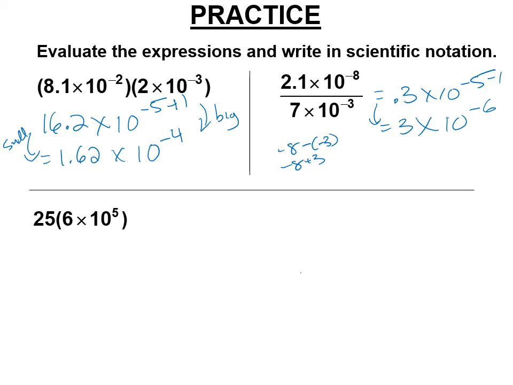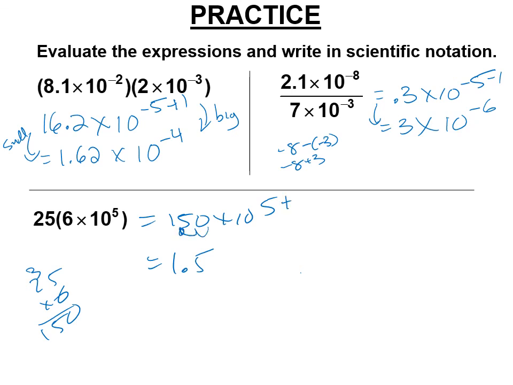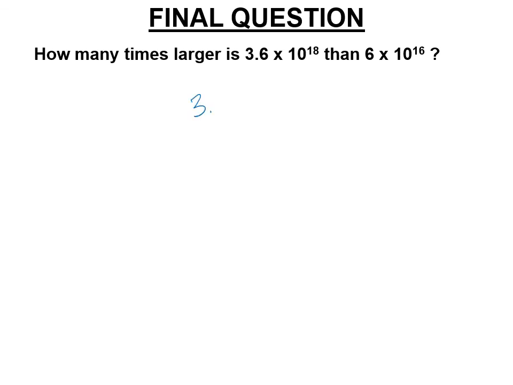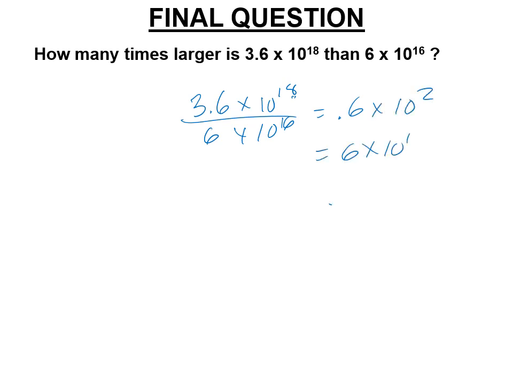A little neat there. 6 times 25 is 150. So this is 150 times 10 to the fifth. Well, we need that to be 1.5. So we're moving a decimal twice here, making it smaller. So we have to make this bigger, times 10 to the seventh, right? We move it twice, we add 2 or subtract 2. So this is division. 18 is bigger than 16. So this is 0.6 times 10 to the second, which is the same as 6 times 10 to the first, which is 60. Okay, good luck with the homework.